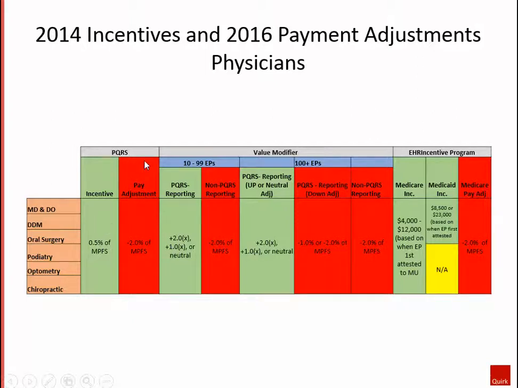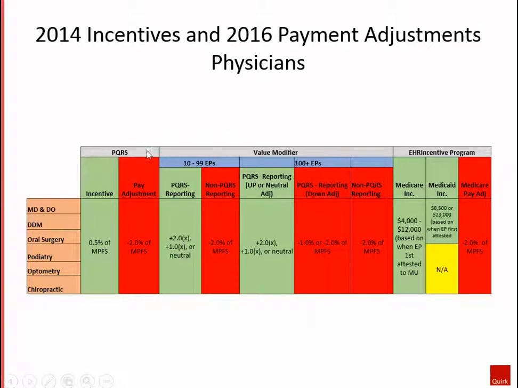So the first column is your PQRS program. Any of these providers that are participating in PQRS in 2014 would be eligible to receive an incentive payment of 0.5% towards their Medicare fee-for-service, if they successfully report and meet the standard for PQRS. I will not be talking in depth about the PQRS requirements, but basically it's reporting on 9 measures across 3 domains at 50%. So if you are successful in that, you are eligible for a 0.5% increase.